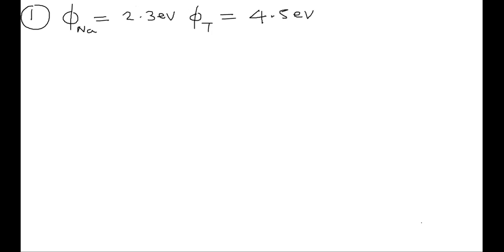The work functions of tungsten and sodium are given. Work function means phi, it's written like that, of sodium and some other material called tungsten. For tungsten, it is 4.5 electron volts, and for sodium, it is 2.3 electron volts. This is given in the data of the question.